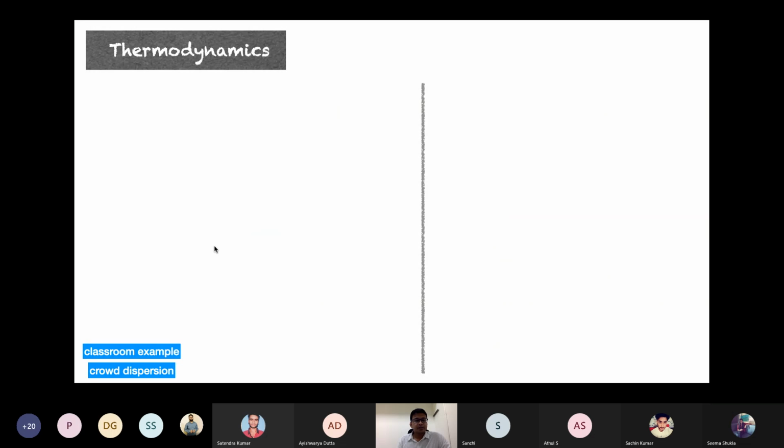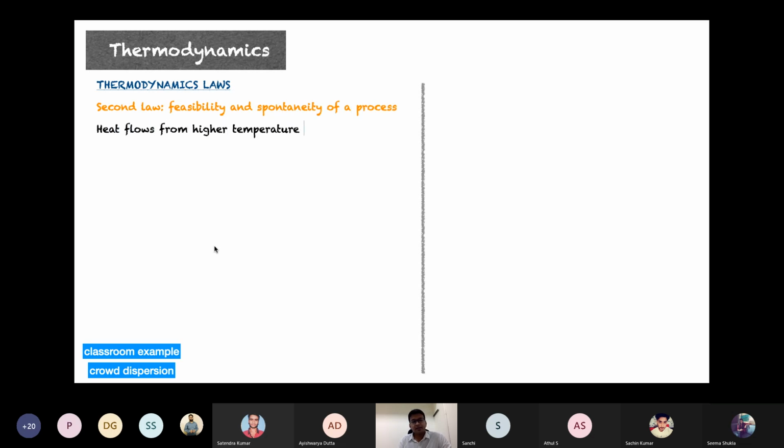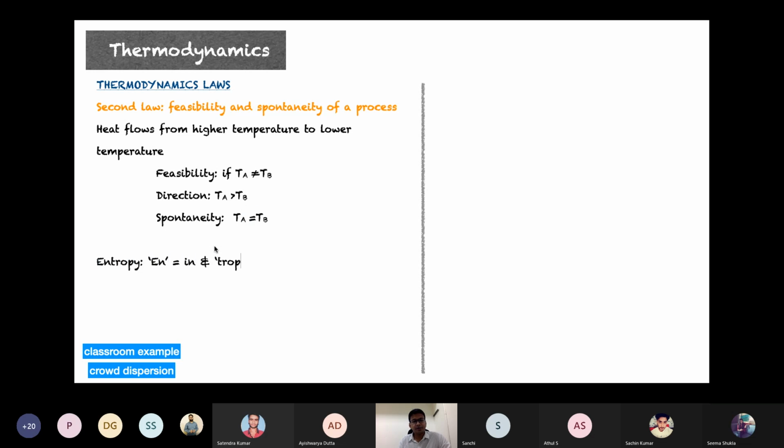Now I go to the next one, the second law of thermodynamics, which talks about the feasibility or the spontaneity of a process. One of the simplest possible definitions of the second law would be heat flows from higher temperature to lower temperature. Every one of us has experienced this, right? I think that even any kid can say that heat flows from higher temperature to lower temperature. This is the base of the second law of thermodynamics.